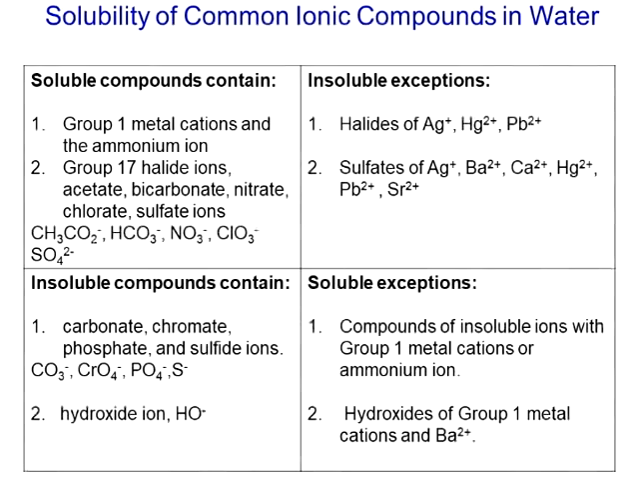Then there are some soluble exceptions, so take a look at it. Compounds of insoluble ions of group 1 metal ions or ammonium ions. There's some exceptions that you want to be aware of. Hydroxides of group 1 metal cations and barium plus 2. Just be aware of those. Find a way to memorize them or have some trends that you can refer to help you remember them.